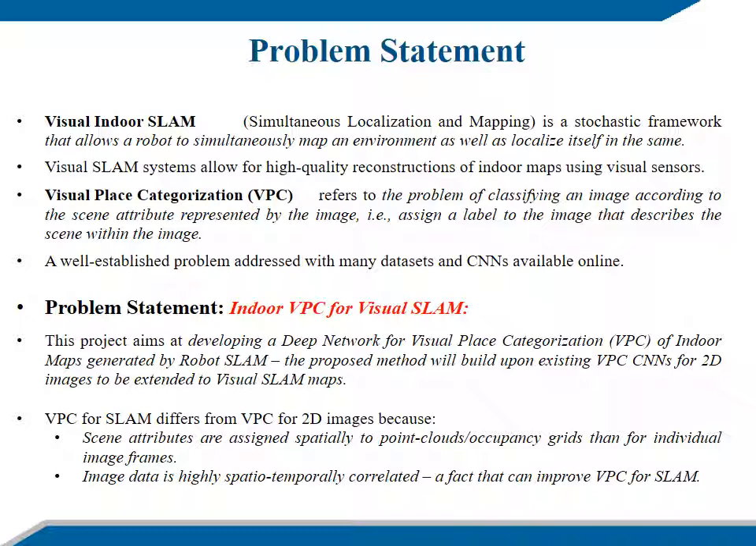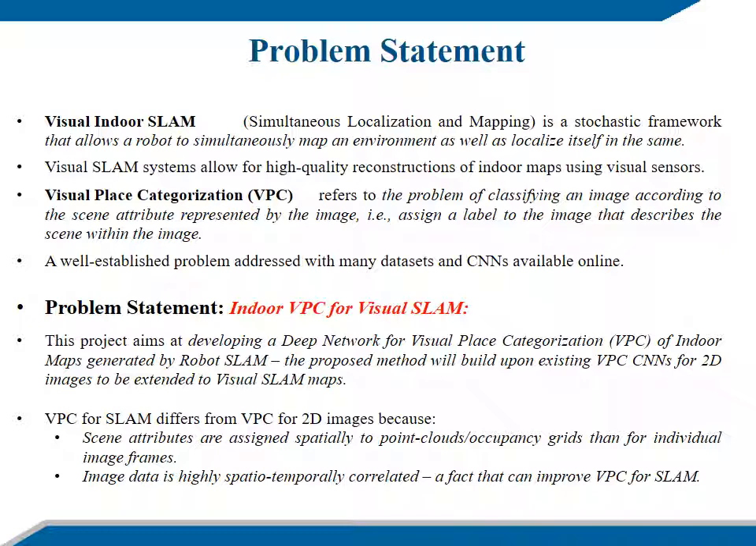As you may know, the concept of SLAM, or simultaneous localization and mapping, is instrumental for autonomous navigation, as it establishes a stochastic framework that not only allows a robot to map an environment but also localize itself in the same simultaneously. In modern context, vision-based SLAM systems are crucial for constructing high-quality indoor and outdoor maps for applications such as indoor autonomous driving and aerial surveying.